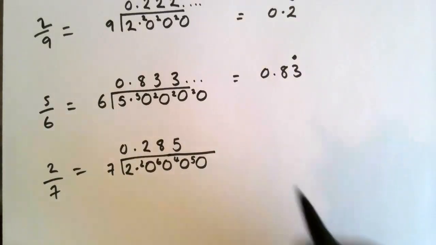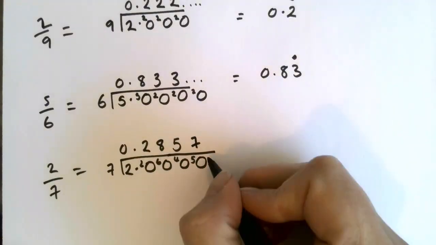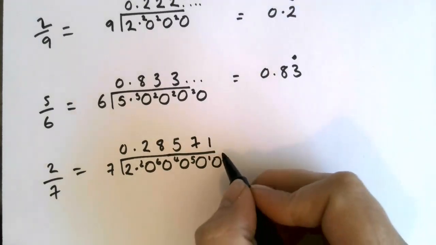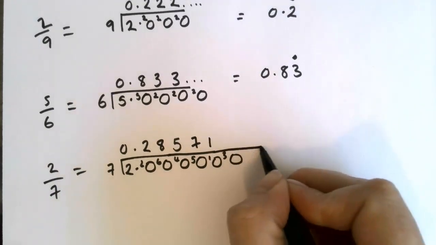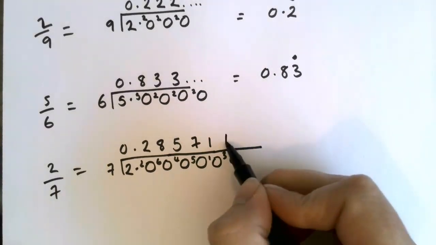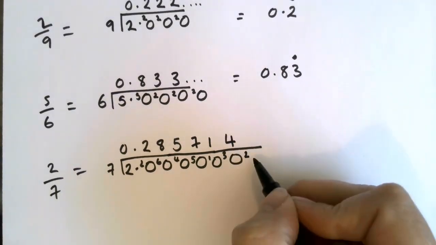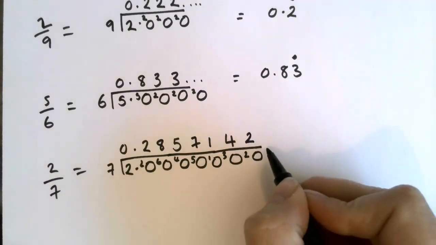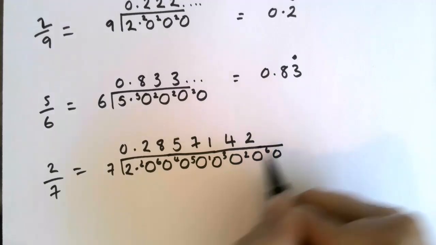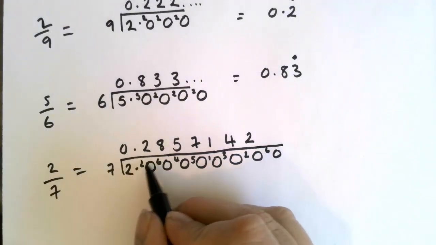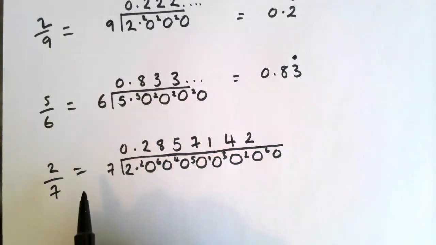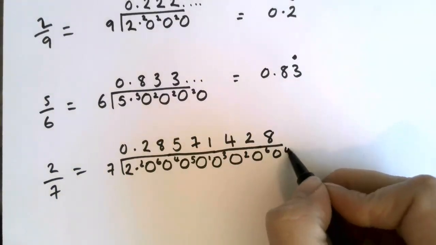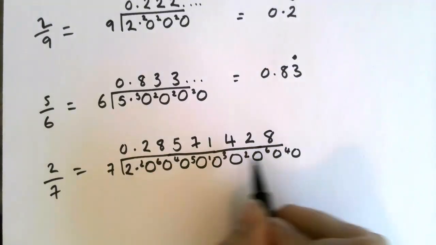7 into 50 goes 7 times, remainder 1. 7 into 10 goes once, remainder 3. 7 into 30 goes 4 times, remainder 2. 7 into 20 goes twice, remainder 6. And look, see how I'm getting the same thing as was happening back here? I'll do another couple just to prove it to you. 7 into 60 goes 8 times, remainder 4. And yep, see how we're getting the same thing happening?